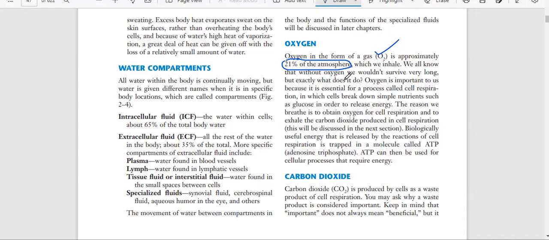We all know that without oxygen we cannot survive very long, but exactly what does it do? Oxygen is very important to us because it is essential for a process called cell respiration, in which cells break down simple nutrients such as glucose in order to release energy. Why is oxygen necessary? To release energy. With the entry of oxygen into the cell, the cell breaks down nutrients and utilizes the energy. The reason we breathe is to obtain oxygen for cell respiration and to exhale the carbon dioxide produced in cell respiration.